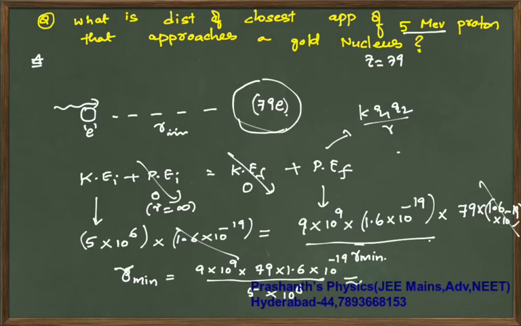You simplify, you will get close to 2.3 into 10 power minus 14. If you want to write it in terms of 10 power minus 15, it is close to 23 Fermi meters, where 1 Fermi is 10 power minus 15 meters. So like this you are supposed to solve the question, alright.